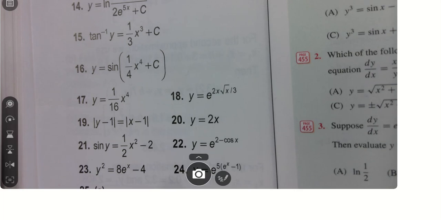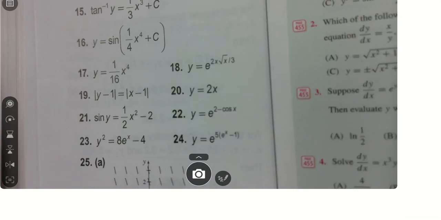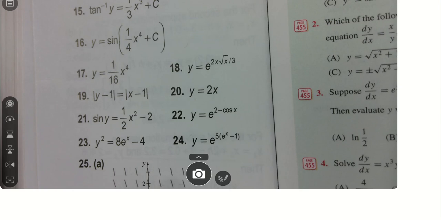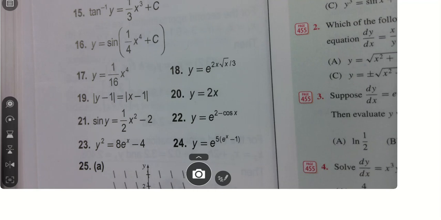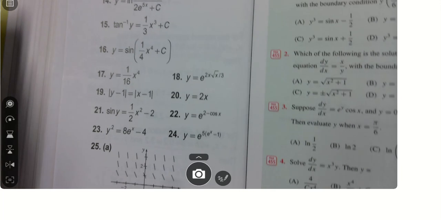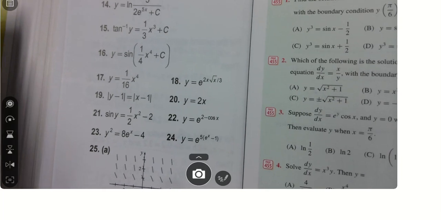Were you feeling crazy? No? Okay. 23: y squared is 8e to the x minus 4. Feeling pretty good? Okay. Do we do any more past 23? A couple AP problems, AP 1? 2 to 6. Well, I was clearly goofed up on these.